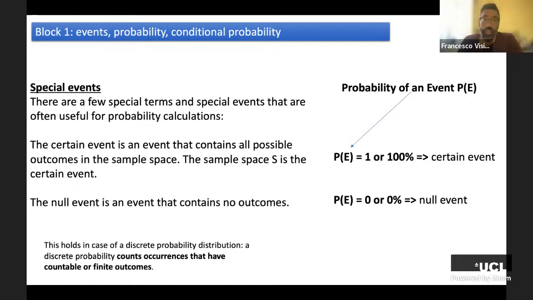There are some special events in probability, and basically there are two: the certain event and the null event. The certain event is an event that contains all possible outcomes in the sample space. So the probability of this certain event, which we indicate with P(E), is equal to 1 or 100%. The null event is an event that contains no outcomes, and so its probability is equal to 0 or 0%.